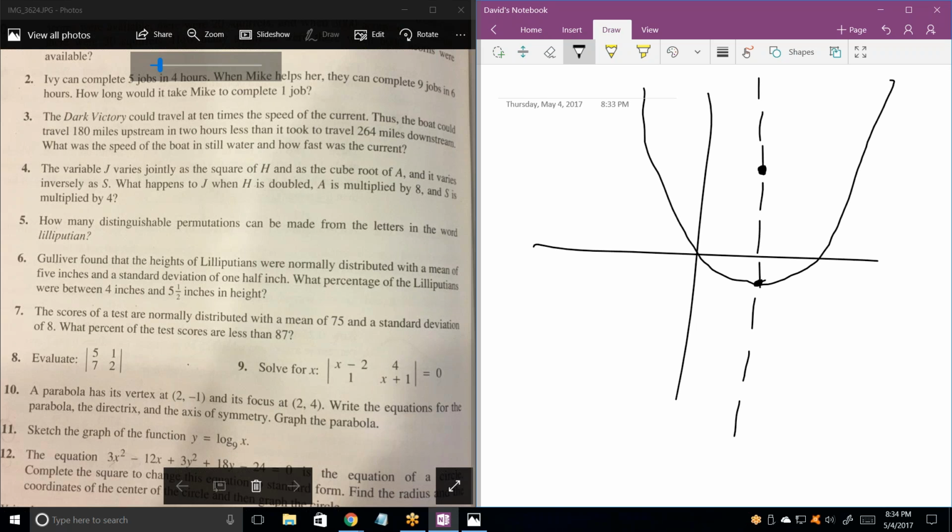Let's see. And let's label that 2, 4. And this was 2, negative 1.